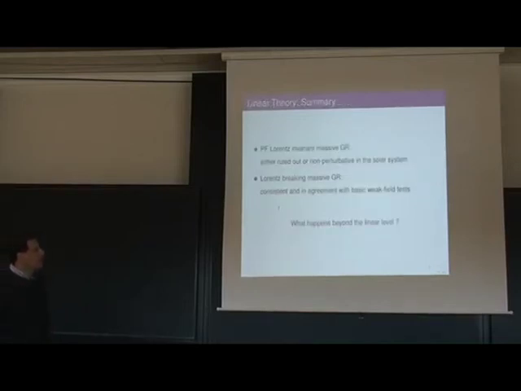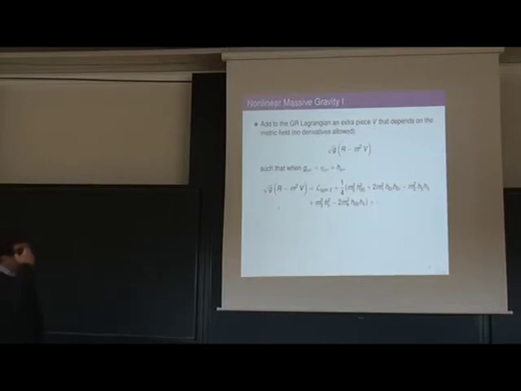So what happens beyond the linear level? Beyond the linear level, one has to construct a theory that looks like this. You have your standard Einstein-Hilbert theory plus some object called a potential, which is a function of the metric components. When you expand around your preferred background, you need to reproduce your linearized, quadratic expansion. So you get a spin-two Lagrangian plus a mass term. This is the Lorentz breaking case. In the Lorentz invariant case, you have an additional relation between this mass term and construct the Lorentz invariant form.